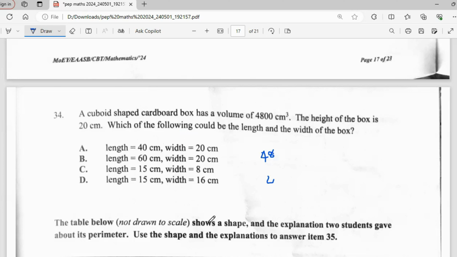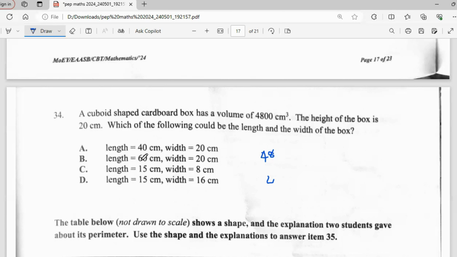I'm going to see which combinations of length and width I can multiply by 2 to get 48. Or essentially, which combinations of dimensions I can multiply by 20 to get 4,800. But I'm just using the simplified version, and then I'll add the zeros afterwards. So 4 times 2 is 8, and 8 times 2 is 16, which is not 48. So that's not the correct answer.